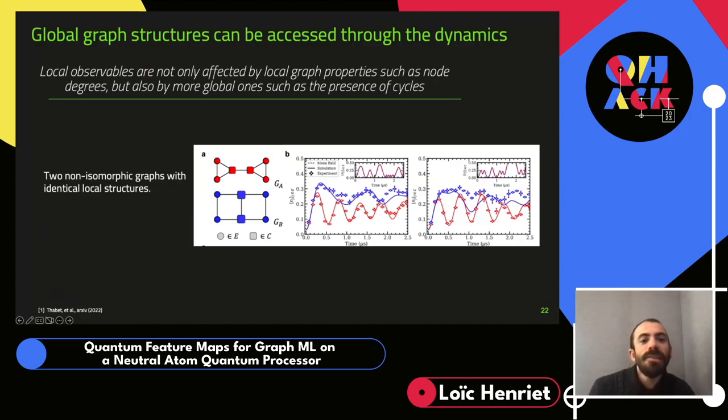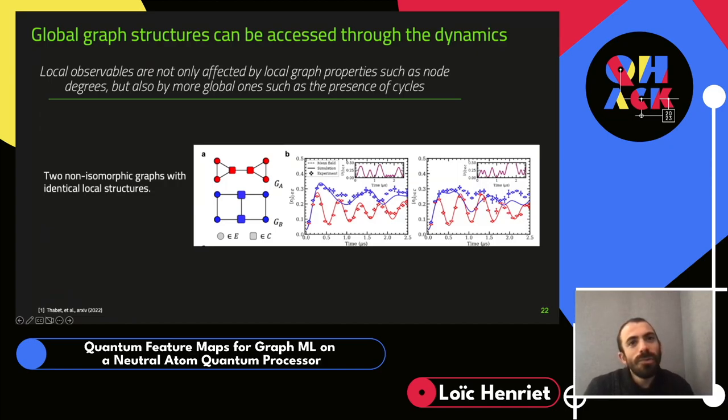This dependency of local observables, like single body observables, on the global graph structure is quite interesting because it tells you that you can go beyond the well-known WL test in the graph machine learning literature, with only a simple procedure. This is also a subject of interest for standard classical graph machine learning literature. So this is really something that is interesting for us.